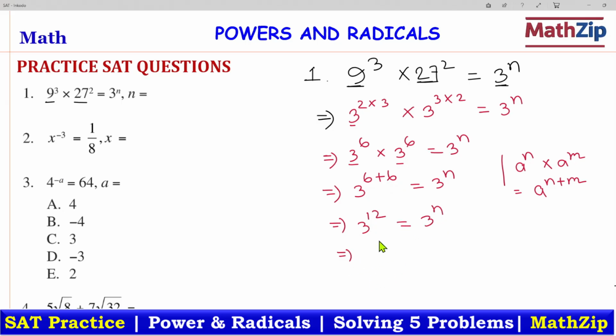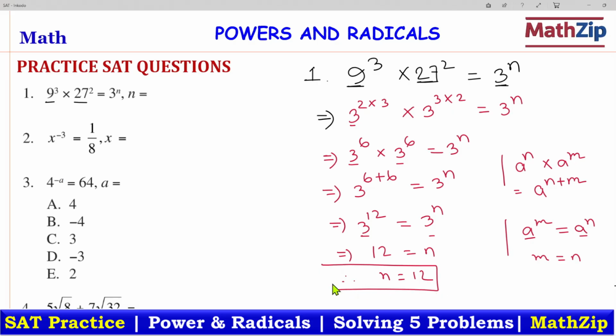And finally the bases are the same. We also know once the bases are the same, like a to the power m equals a to the power n, that time the powers will be equal, so m equals n, right? Here also 12 equals n, which means n equals 12, and this is our answer.